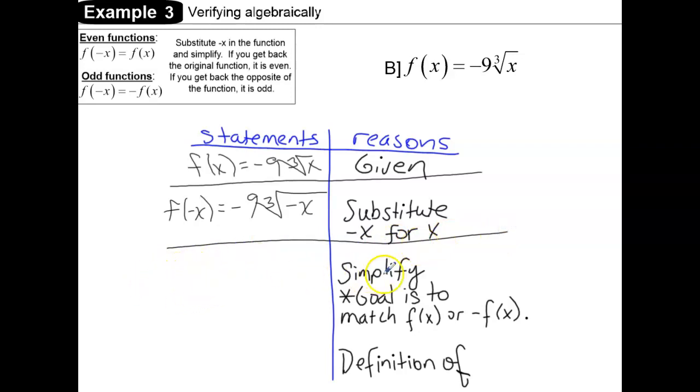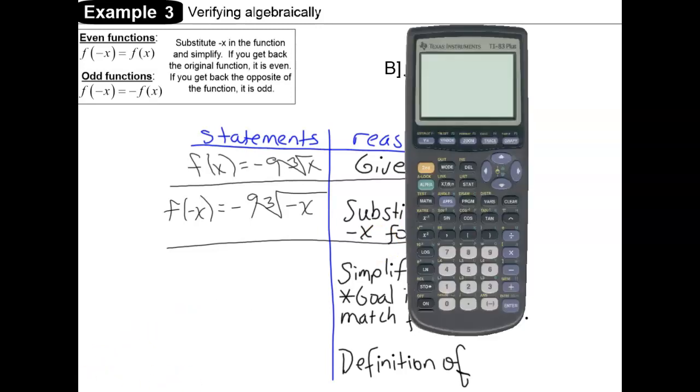Okay, then my simplify line, my goal is to make it match one of these definitions if possible, so either what I started with or the opposite of what I started with. Here, when I look at the cube root of a negative number, I know that cube root functions are odd functions, so they have symmetry about the line y equals x. So, for example, if I get my calculator here, I can show you what that looks like.